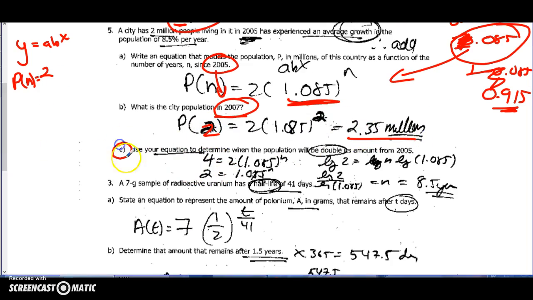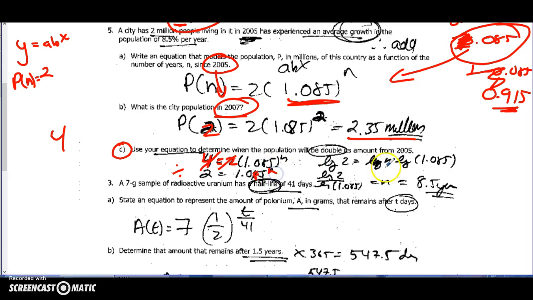The last question here is for C. I want to know when it doubles. So the double the population is 4 million. So I set it equal to 4 million. First step is divide by 2 here. So here I'm dividing by 2. I end up with 2, and that is gone. Is equal to 1.085 to the n.